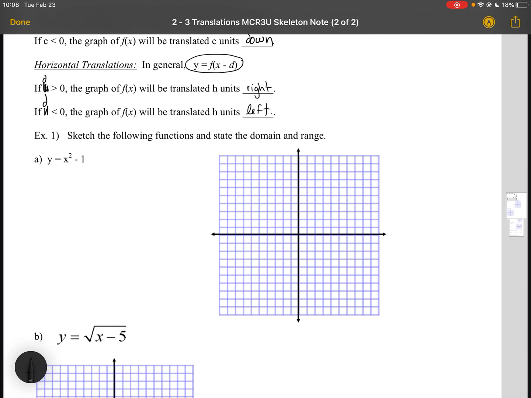Okay. So what we're going to do is sketch the function and state the domain and the range. So here I've got y equals x squared minus 1. So my parent function is a parabola. And I know that my parabola has a shape, in general, something like this. This is my y equals x squared. I see that minus 1 at the end, and I know that this is a vertical shift down by 1.